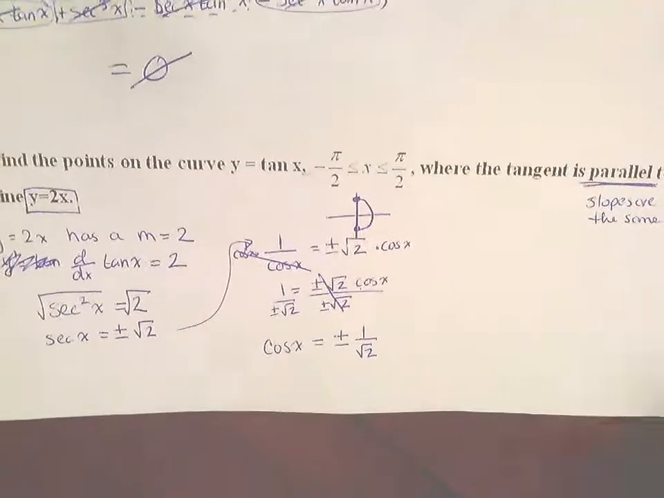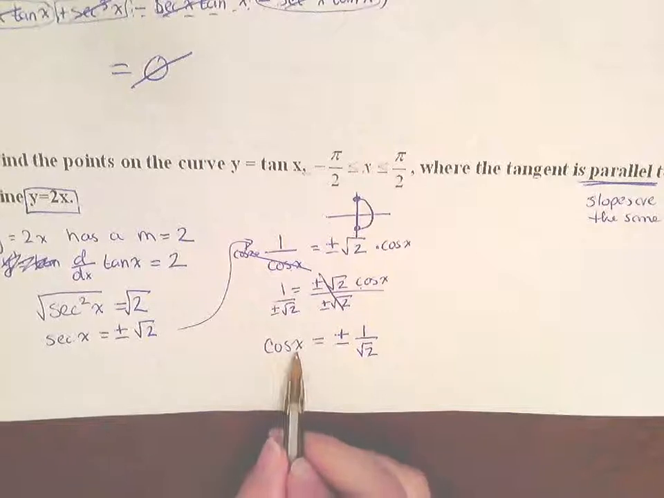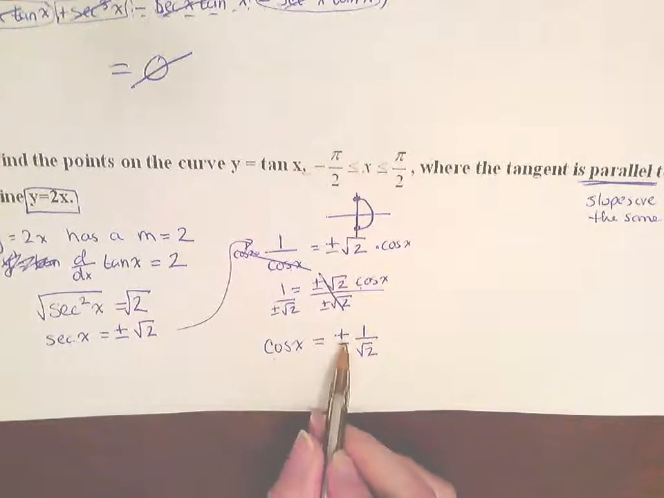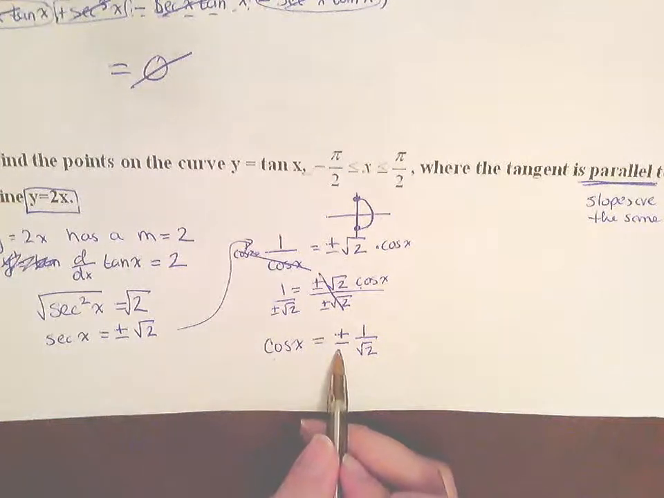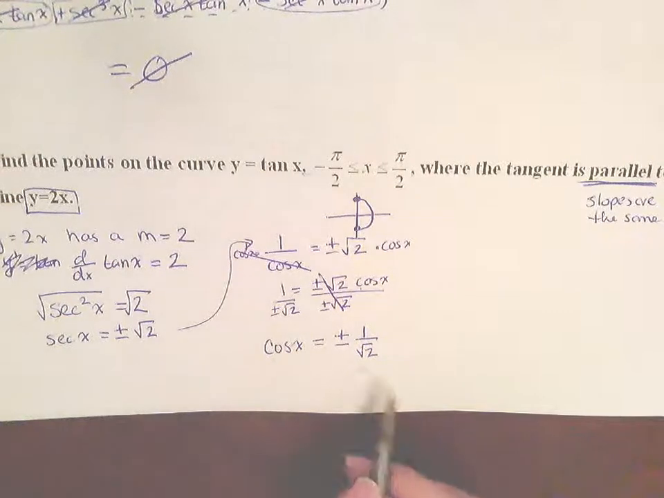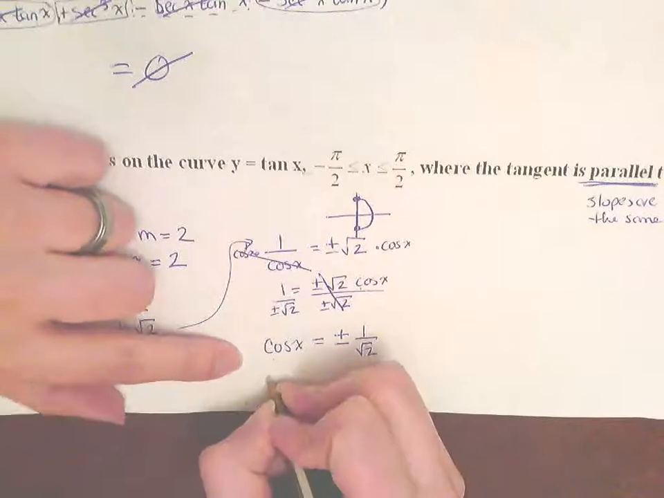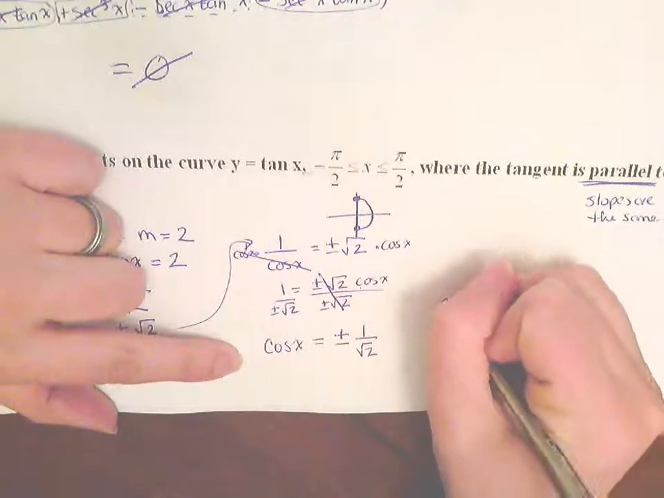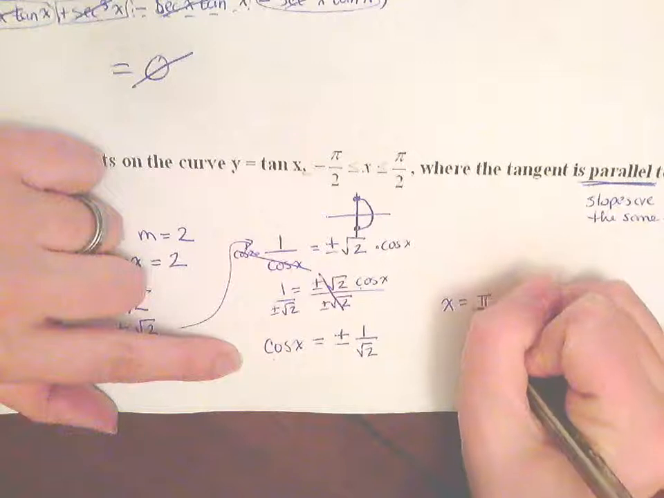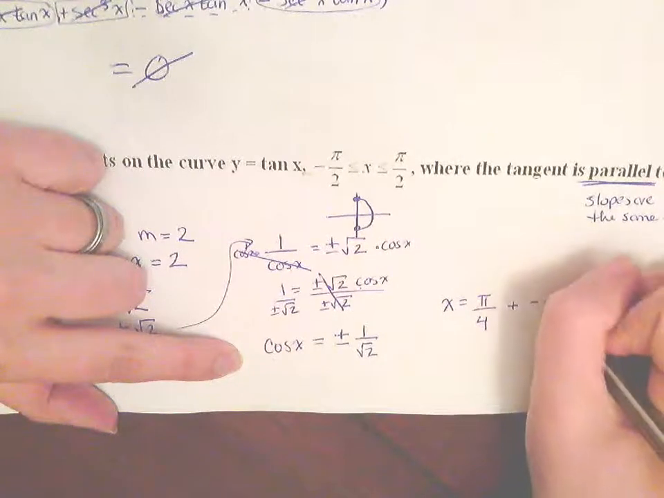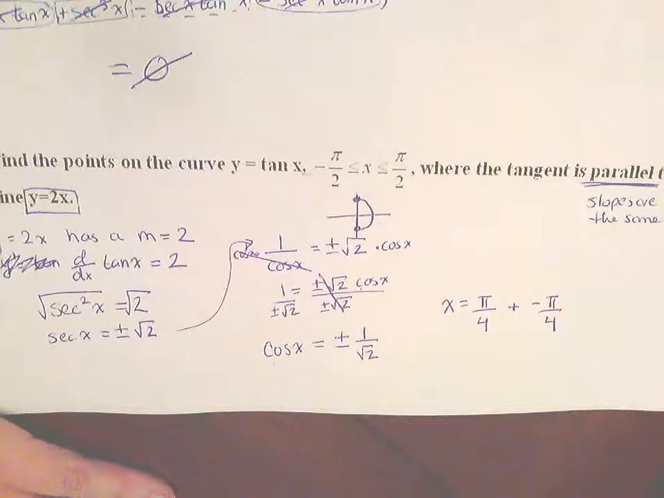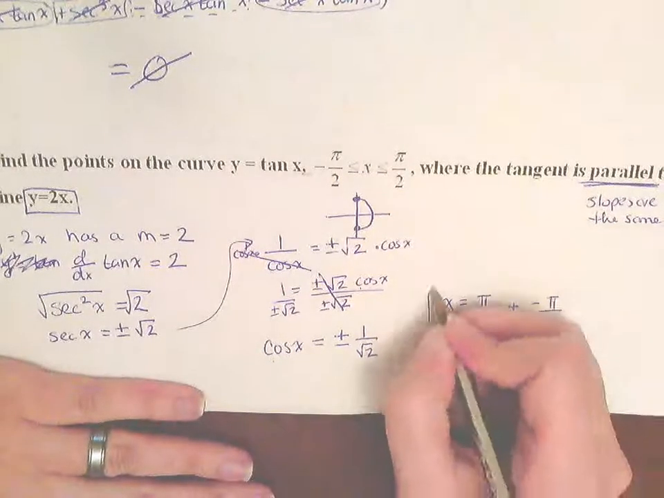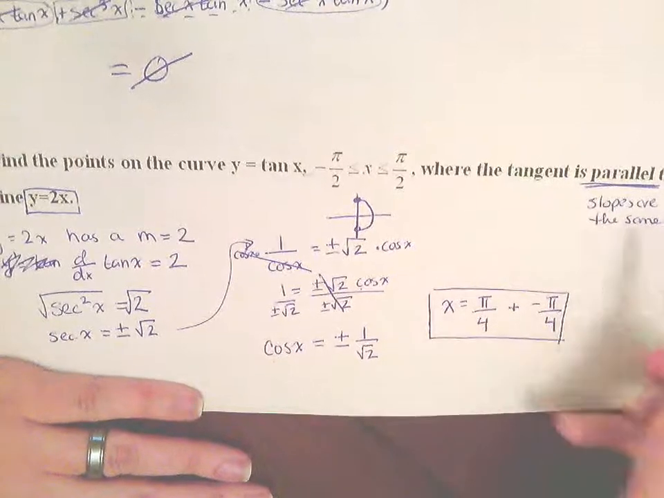So the question is, where is cosine of x equal to plus or minus 1 over square root of 2? And that is going to be where x is pi over 4 and negative pi over 4. Okay? And those are the points where the tangent is parallel to y equals 2x.